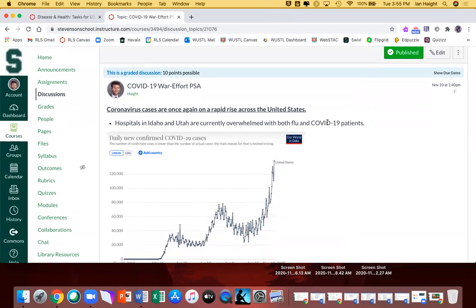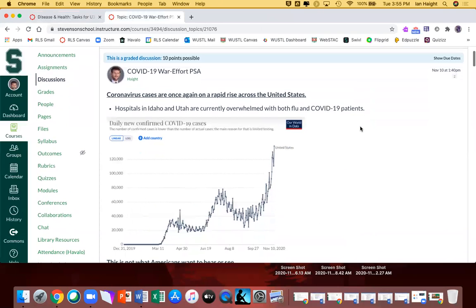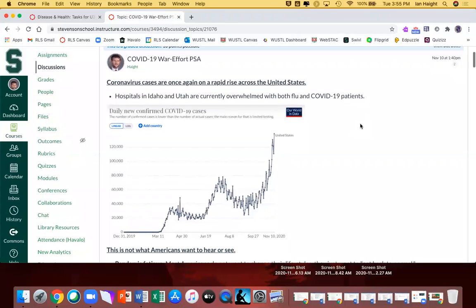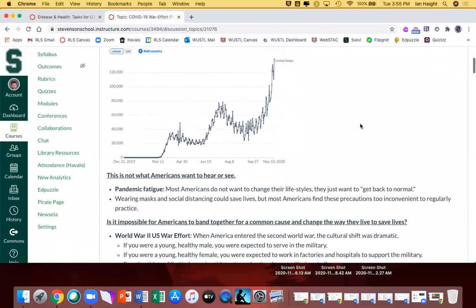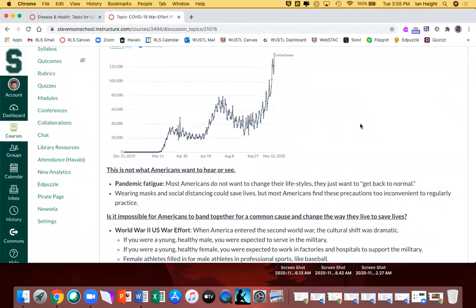If you've been watching the news, coronavirus cases are on a rapid rise in the United States right now. I know it's not what anyone wants to hear, but it is out of control. In Idaho and Utah, the governors are starting to warn the hospitals are about to be overwhelmed. They're at capacity with the flu and COVID-19. And it's happening in a lot of other states now as well. Again, winter, people are headed inside. It's all the stuff we discussed. This isn't what Americans want to hear or see.